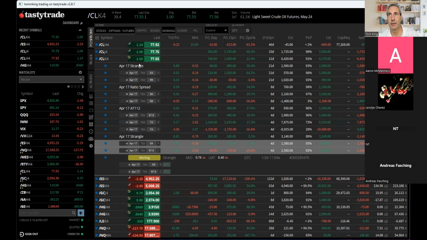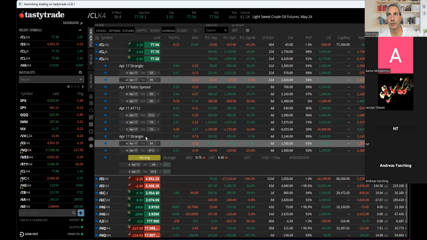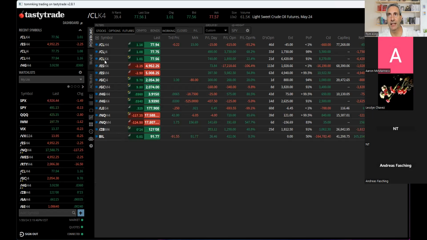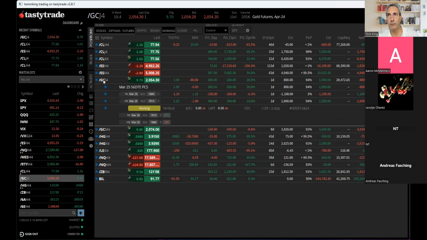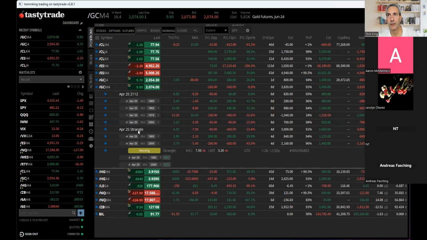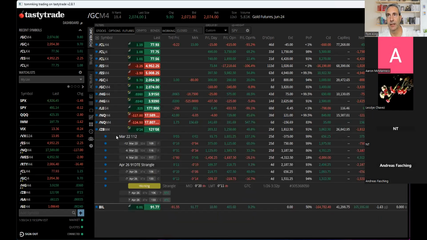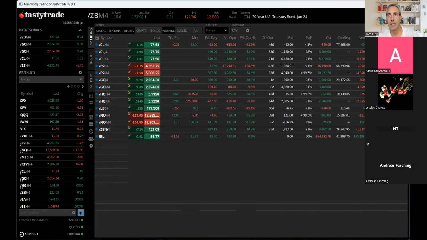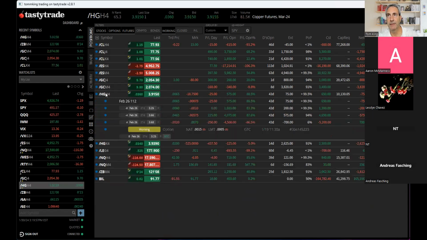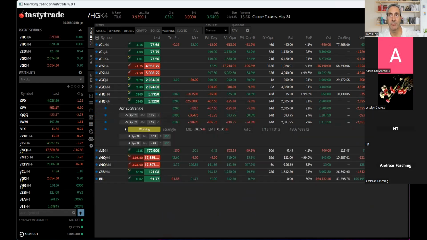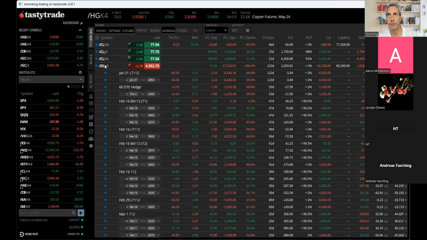So I have 2 strangles on oil here. I'd rather have these 2 strangles on oil, and then I also have some strangles down here. There's one on gold. There's a strangle down here on bonds. I don't think I have a strangle... Yeah, and I have a strangle here on HG. So yeah, I do have more contracts here, but I've kept it under my size. So hopefully that answers that. It just helps me diversify a little bit more.